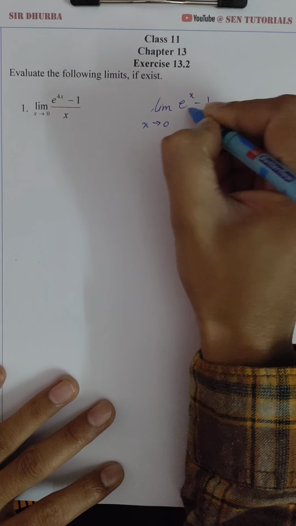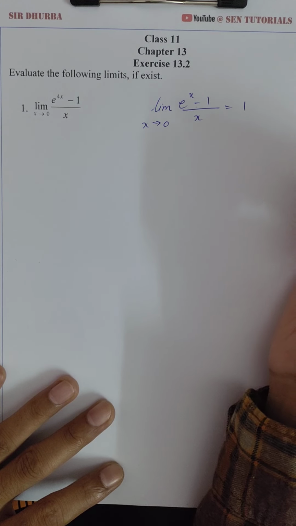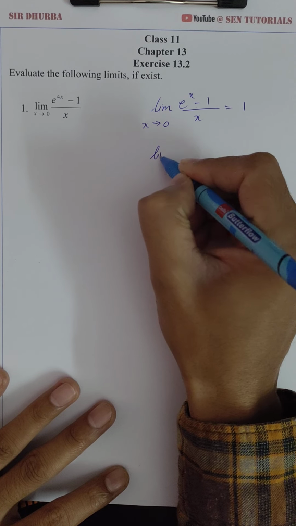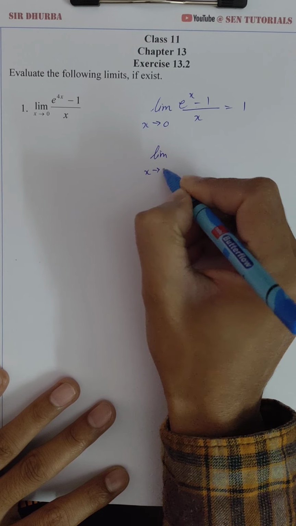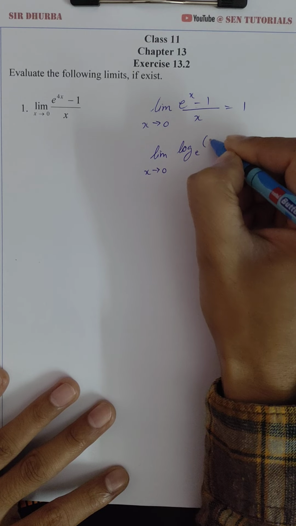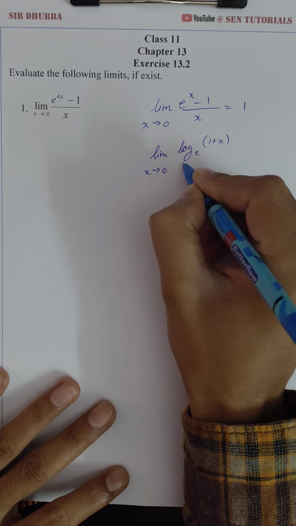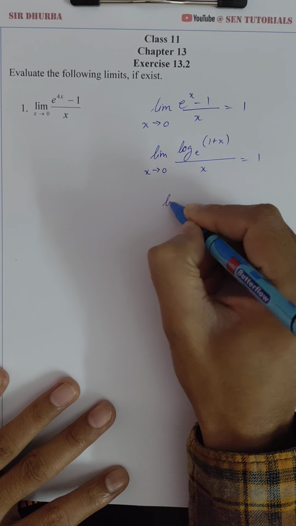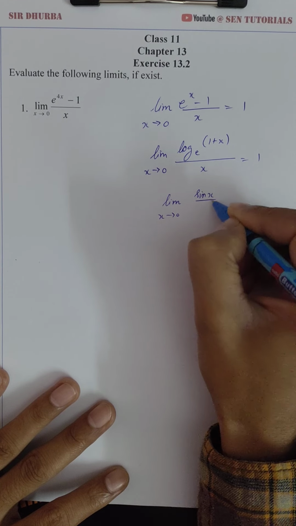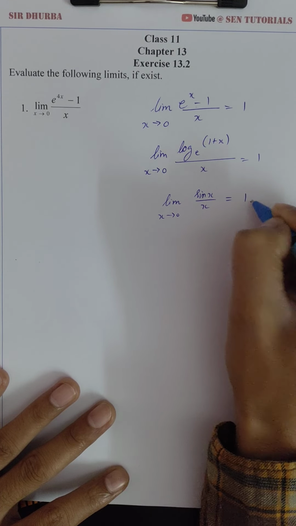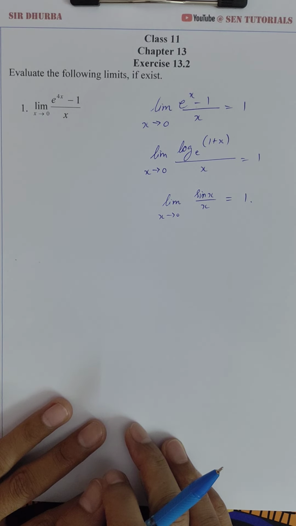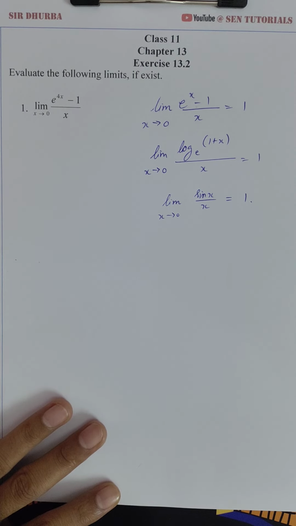They are the exponential limit, that is, the limiting value of e power x minus 1 divided by x as x tends to 0 is equal to 1. Then we will also come across the limiting value of the function log of 1 plus x to the base e divided by x, which is equal to 1. And of course the trigonometric limit, that is, the limiting value of sine x divided by x as x tends to 0 is also 1. So these are some of the formulas and theorems that we will be requiring in this exercise. Alright, moving ahead with the question then.